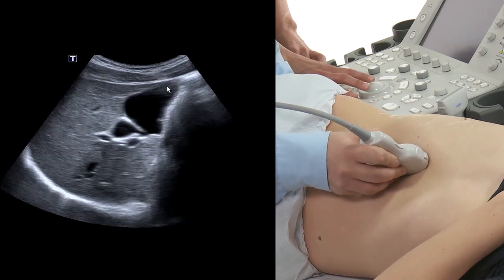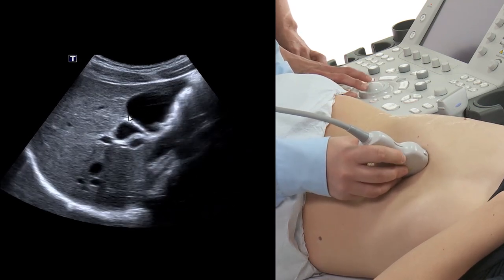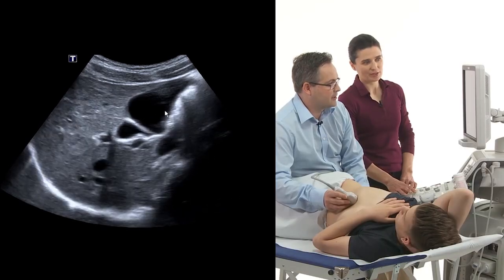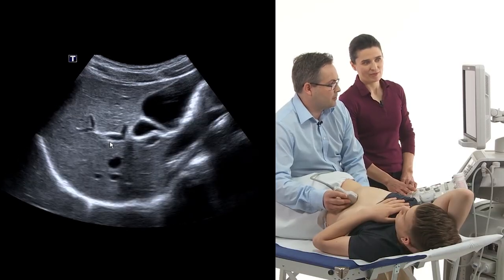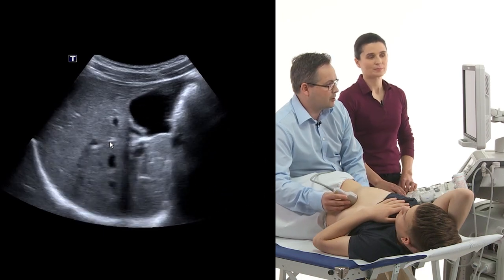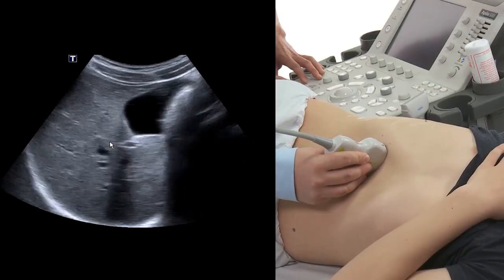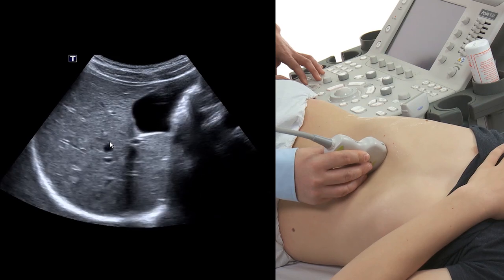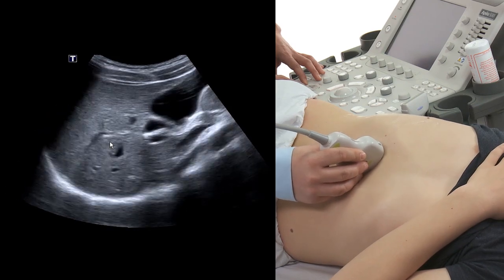Over here, beautiful. Quite nicely. So, do you think it's the longest diameter already? I'm already trying to get the longest diameter by rotating the probe clockwise or anti-clockwise. So I think that's the best view. Take a deep breath, please. Hold the breath for a while.